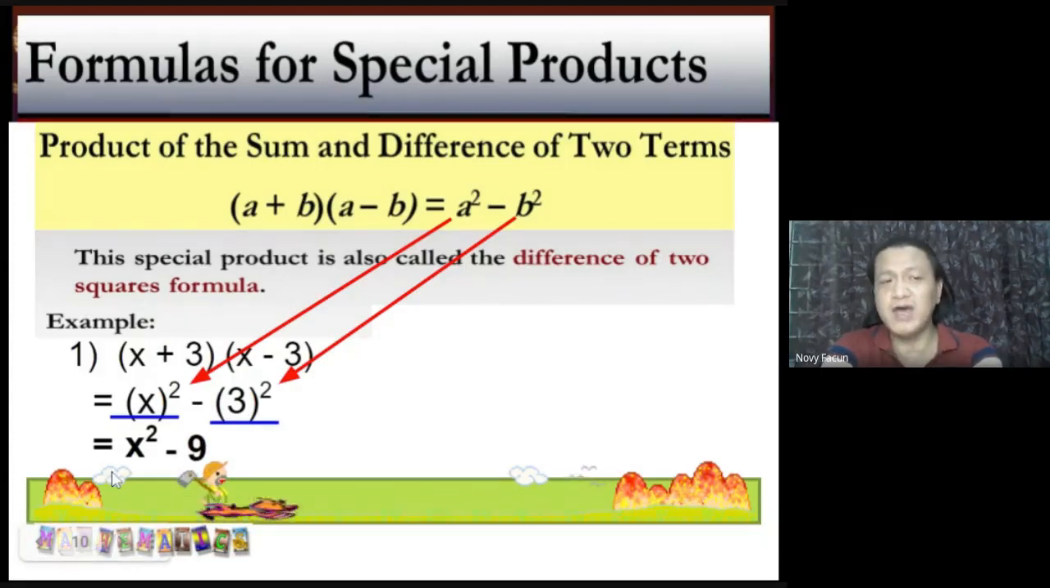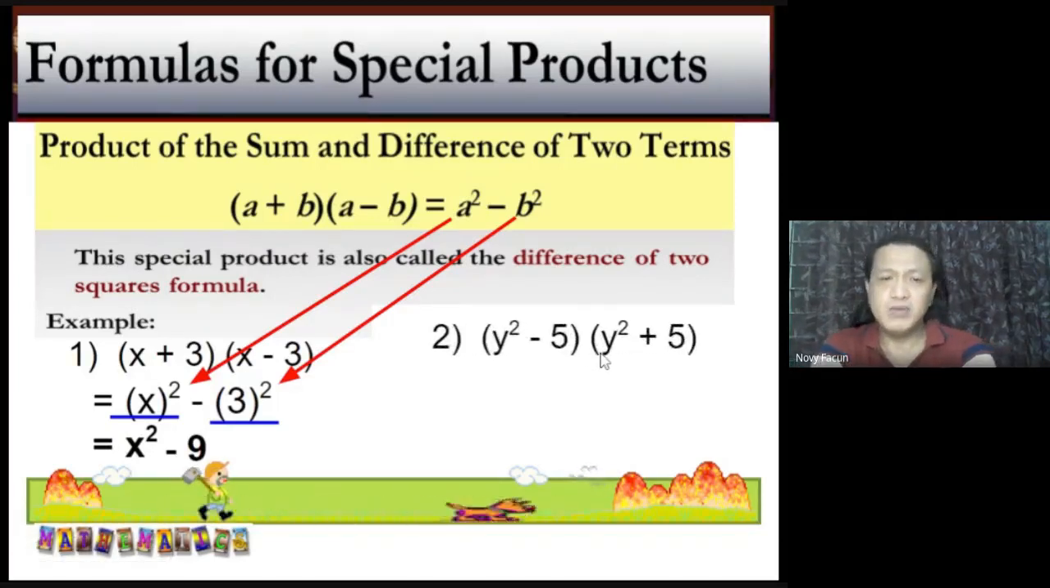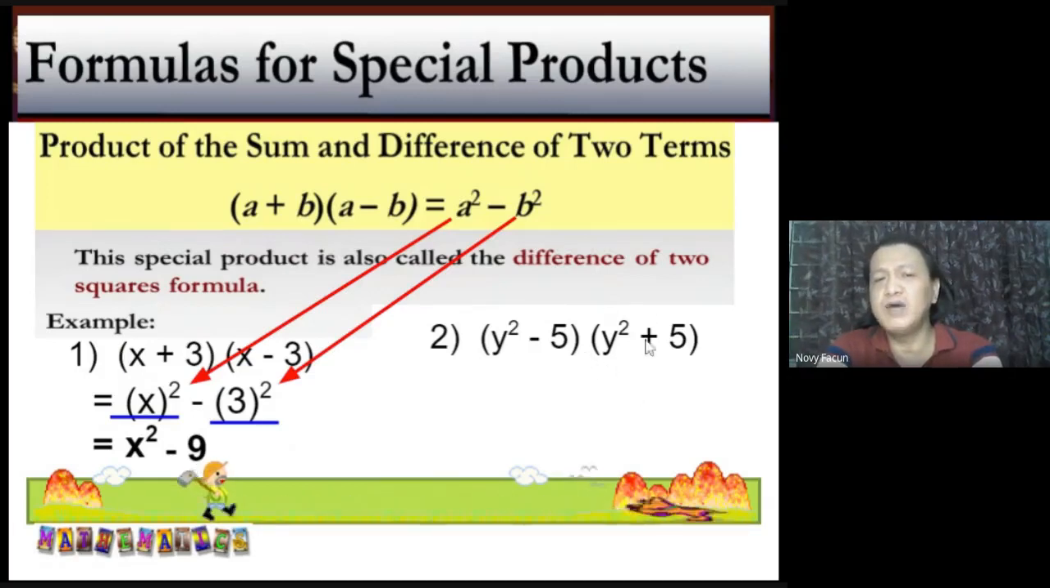So, meaning, we have x square minus 9. So, lagi siyang binomial, yung magiging final answer mo sa difference of two squares. Next, we have number 2 example. How about y square minus 5 times y square plus 5?